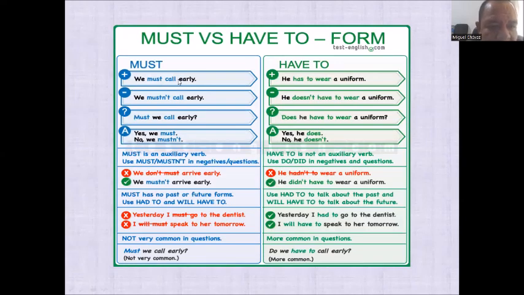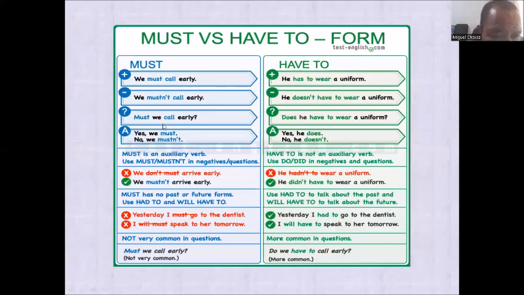Then check the structures in affirmative, negative, and question with short answers. We must call early. We mustn't call early. Must we call early? Yes, we must. No, we mustn't. But there is an important aspect that we need to take into account. Must has no past or future form. Use have to and will have to for these tenses, past and future.